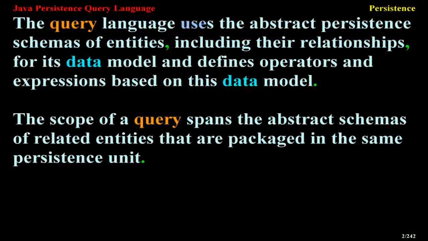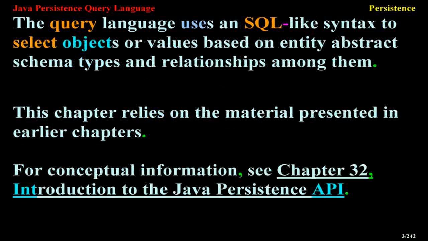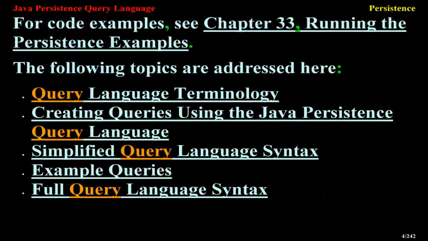The scope of a query spans the abstract schemas of related entities that are packaged in the same persistence unit. The query language uses an SQL-like syntax to select objects or values based on entity abstract schema types and relationships among them. This chapter relies on the material presented in earlier chapters. For conceptual information, see Chapter 32, Introduction to the Java Persistence API. For code examples, see Chapter 33, Running the Persistence Examples.